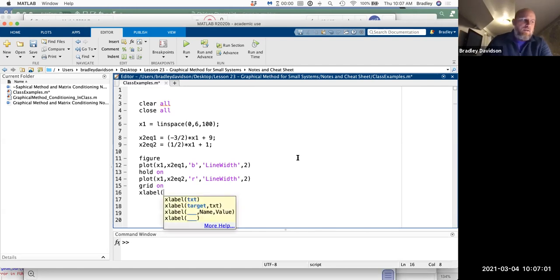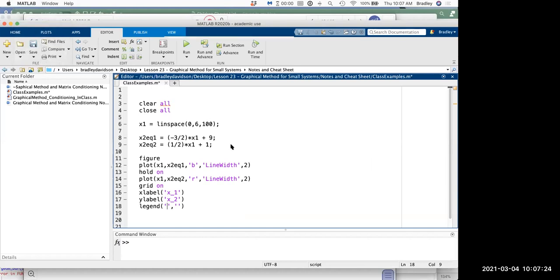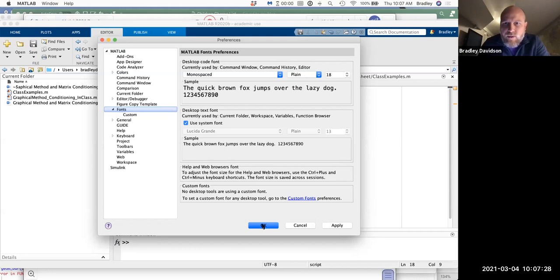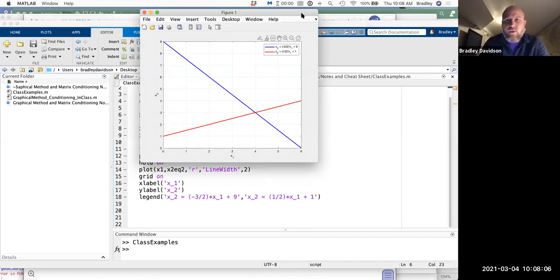Let's put some labels on here. So xlabel, this is our x1 variable, ylabel, let's make that an x2 variable. And then let's put a legend on here so we know which one's which. While I'm at it, I'm going to increase my font so you can see this a little better. Oh, I guess we're already there. So we're at 18. For our first equation is this guy. Our second equation is this guy. So we can say x2 underscore 2 is equal to this. All right. So let's see what happens when we run this. Ah, there we go. Excellent.